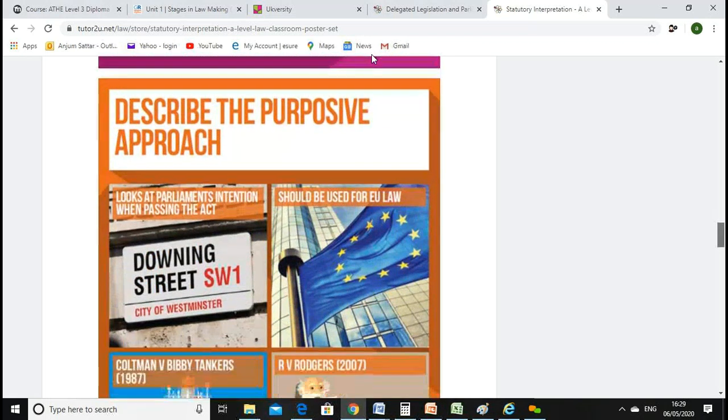Then we have one approach called the purposive approach. What is this approach? You look at the purpose behind it. It is normally used with EU directives and EU legislation to interpret them as well.